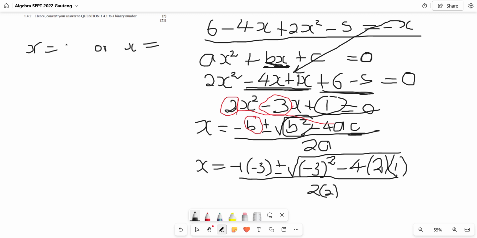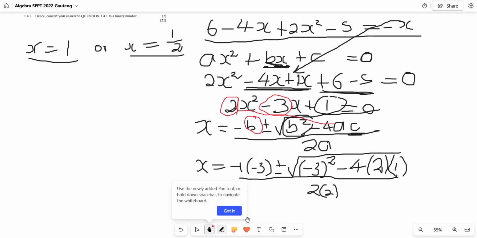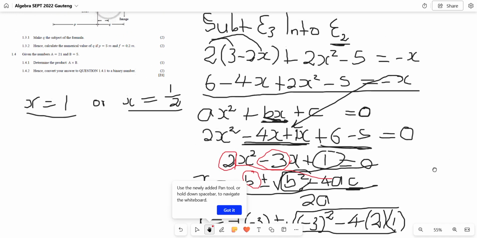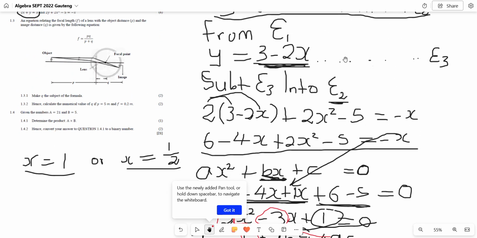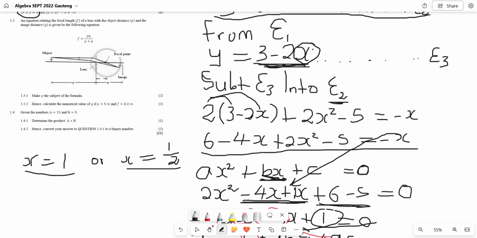The first value of x that we have here is 1. And the second value of x that we have here is 1 over 2. Now we have our x's. We go and find their corresponding y. How do we get the y? We must use that equation number 3 that we formed when we started. This equation is going to assist us to find the y's. Where we see x in this equation, we are going to substitute those values of x.